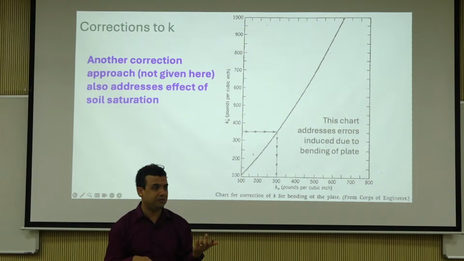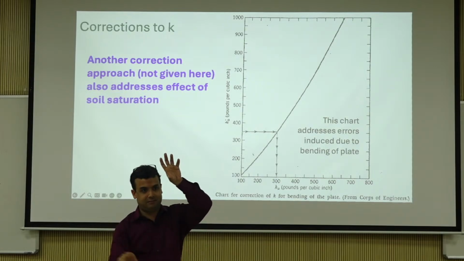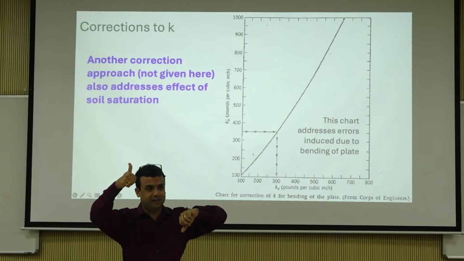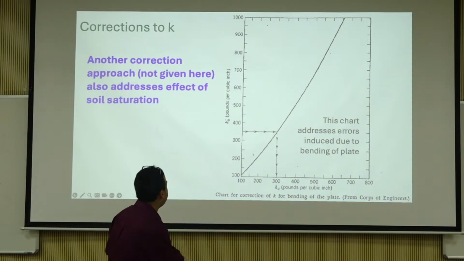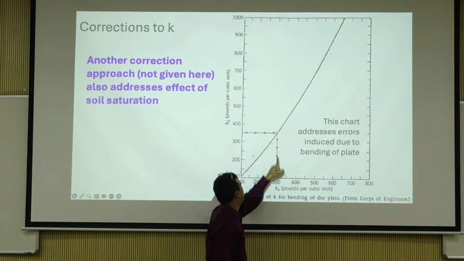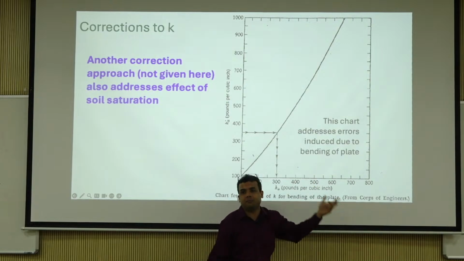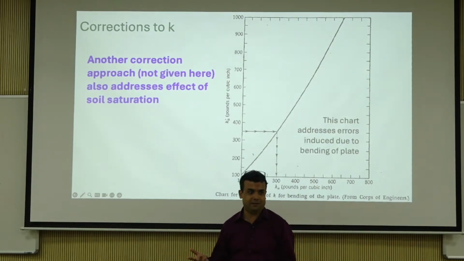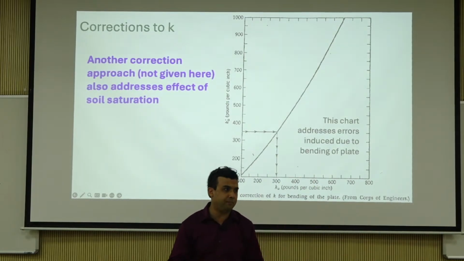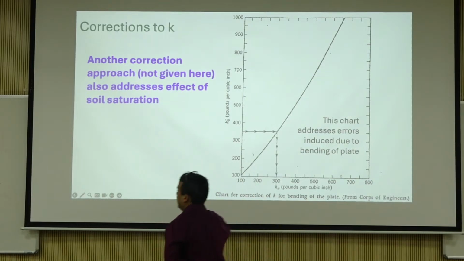Lower deflection, right? So your K will be artificially higher. So you have to do a correction where you are going from say 350 to something like 300. Where did this curve come from? Empirical, right? This is all based on experience, all based on data. But that's the kind of correction they do.